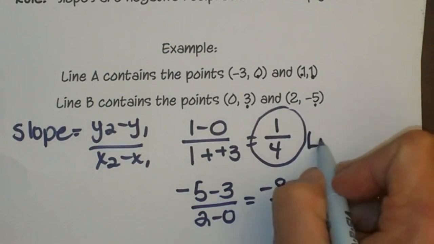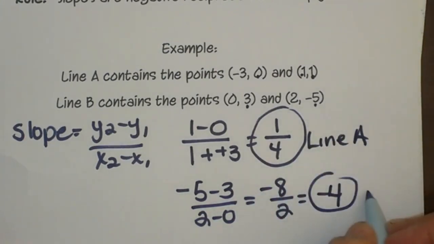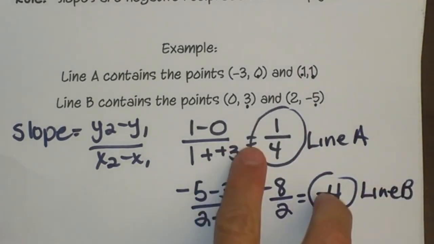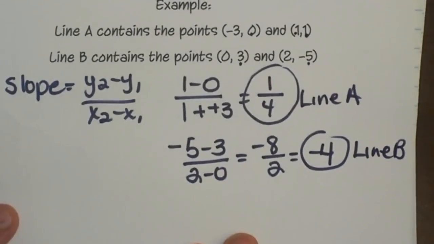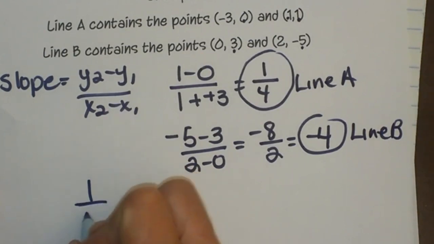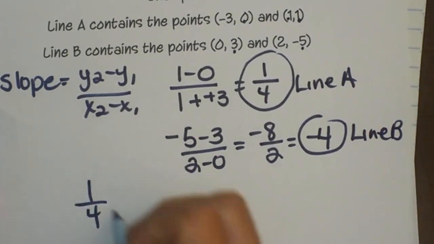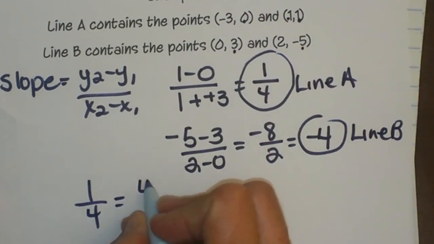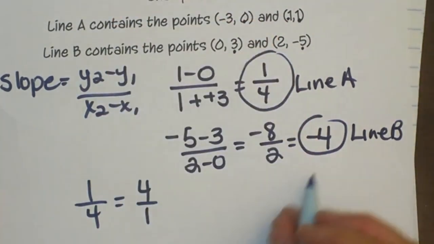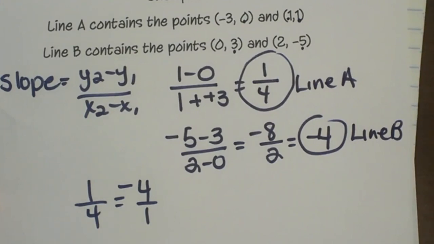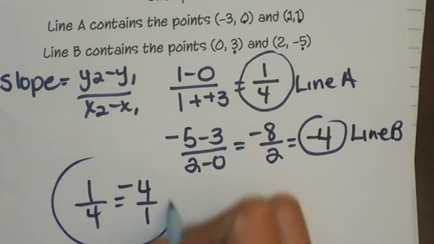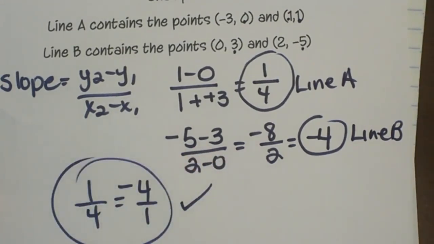So here's line A's slope, and here's line B's slope. Now let's see, are they negative reciprocals of each other? They are, because a reciprocal is when you flip it. Okay, so 1/4, if I flip it, becomes 4 over 1, and negative means it's the opposite sign, so -4 is its negative reciprocal. So yes, they are indeed perpendicular.